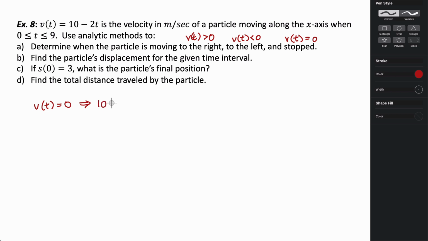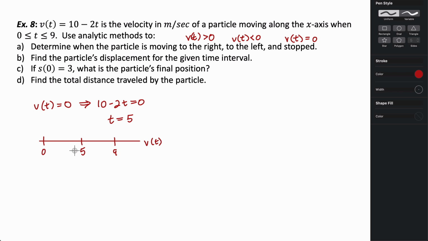we have 10 minus 2t equals 0. So that's going to be when t is equal to 5. So we can go ahead and do a sign analysis here. Remember, we're going from 0 to 9. So 5 and then 9. And this is the velocity.